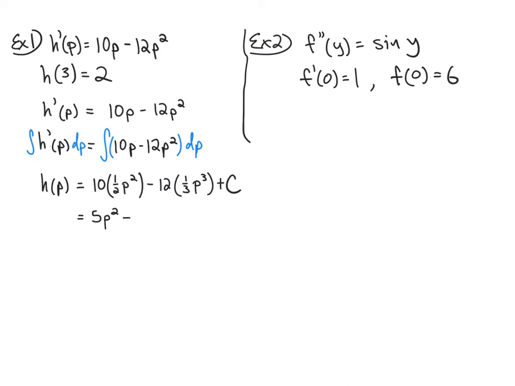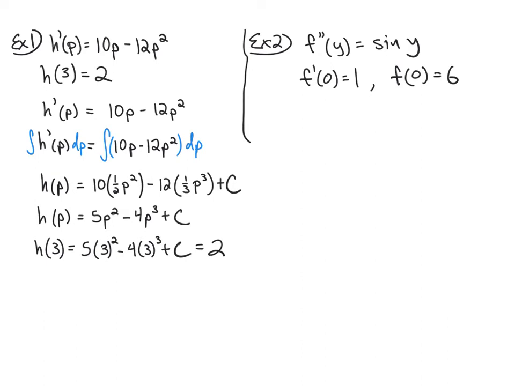So again, I'm going to simplify this and get h of p equals 5p squared minus 4p cubed, all plus c. Cool. Now, how do we solve for c? We can substitute 3 in for p, right? That's what happens if I try to make this h of 3. So let's do that. There we go. And what this means is when I substitute 3 in for p as I did, this entire expression here should equal 2.